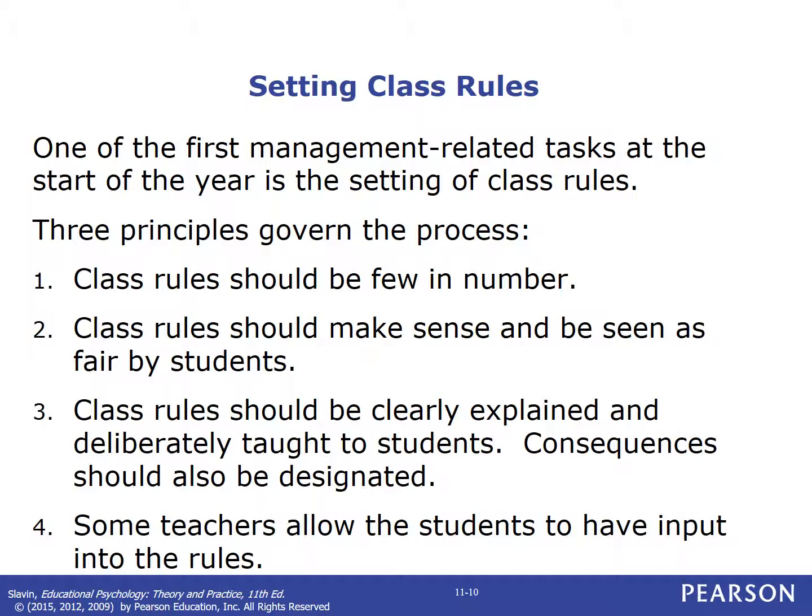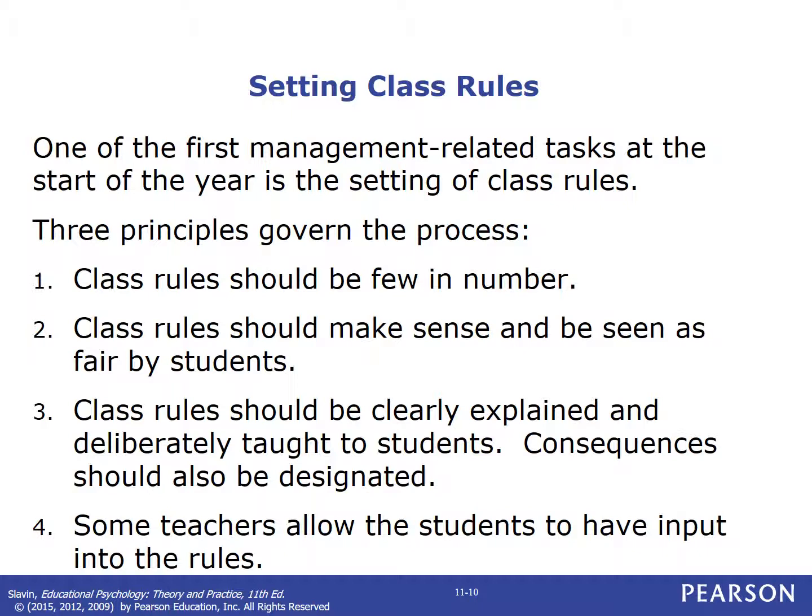So classroom rules should be clearly explained and deliberately taught to students. Consequences should also be designated. You say to the students, here is the rule. Here's what happens if you break the rule the first time. Here is what happens if you break it the second time. Make sure that you are ready and willing to follow through on consequences, because there's nothing worse than saying there's a rule and here's the consequence, and not being willing to implement that.